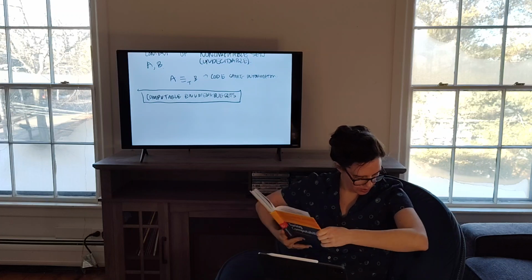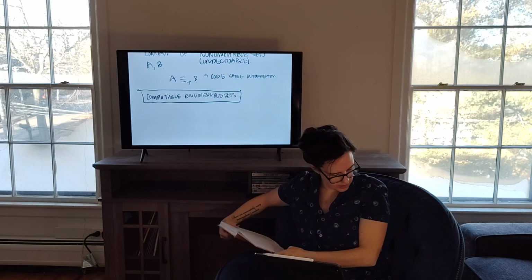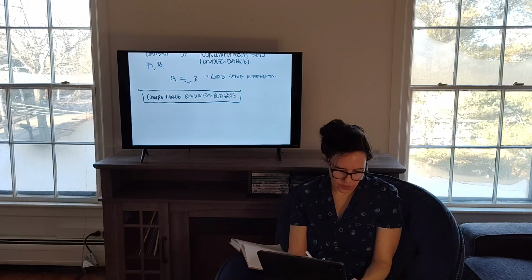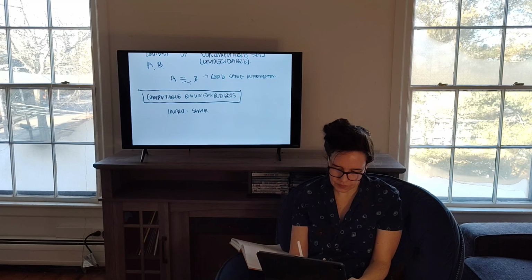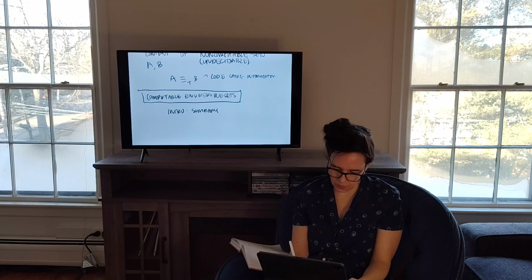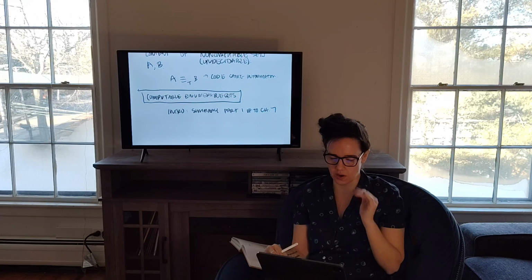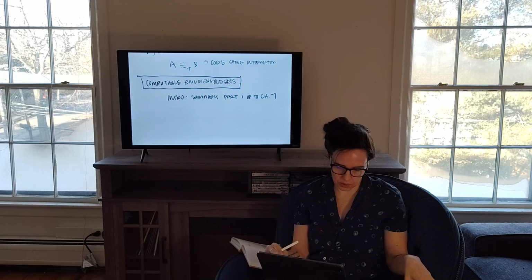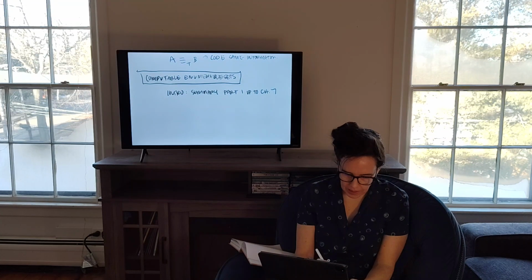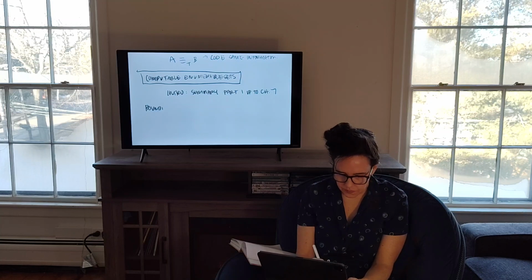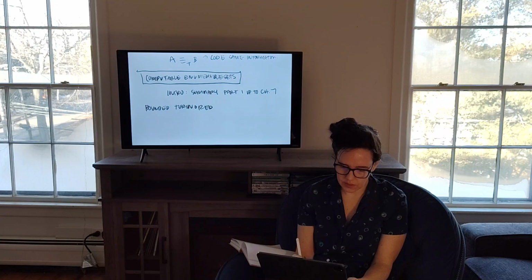Okay, so the intro, so let me say the other sections that are in the introduction. So the introduction is a summary of part 1 up to chapter 7. And the other sections in the intro are computable enumerable sets, bounded Turing reductions.